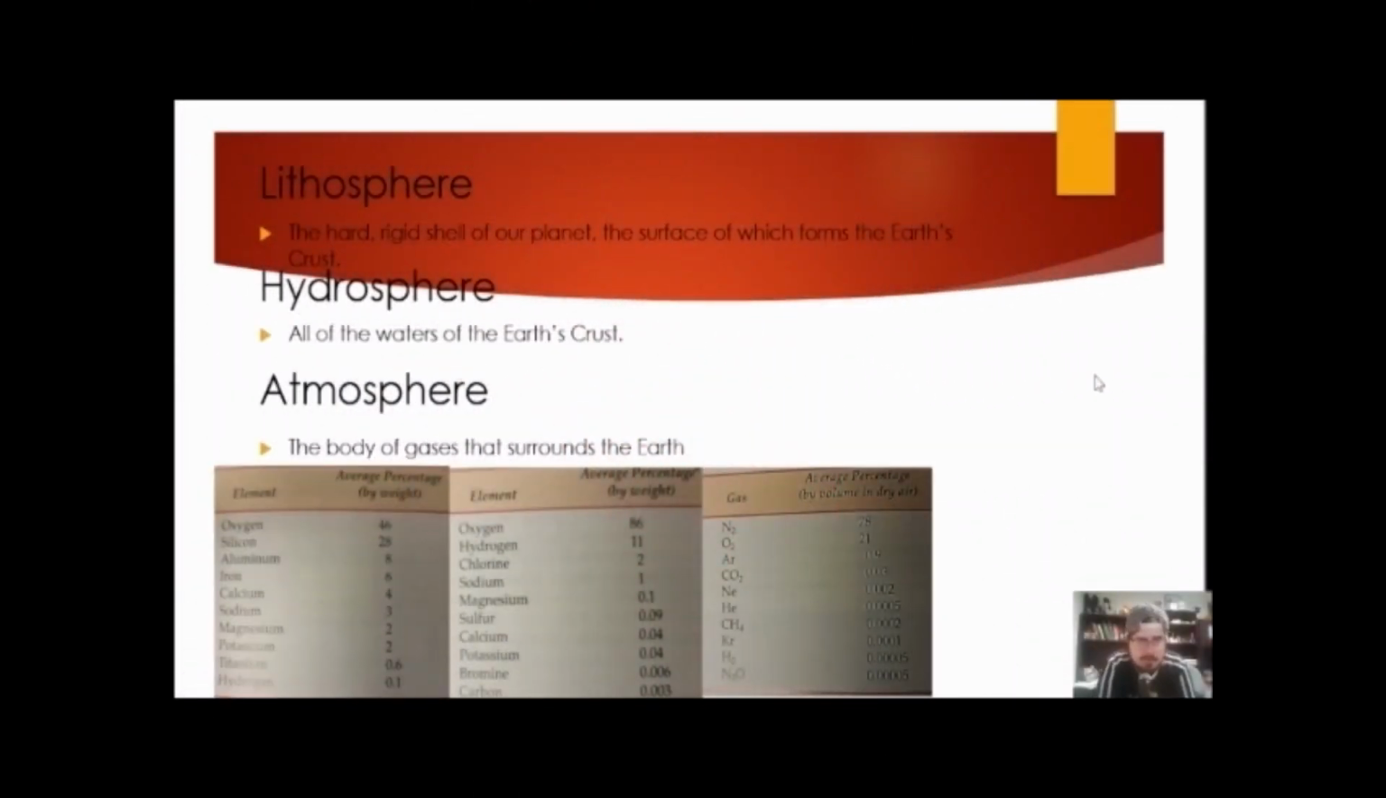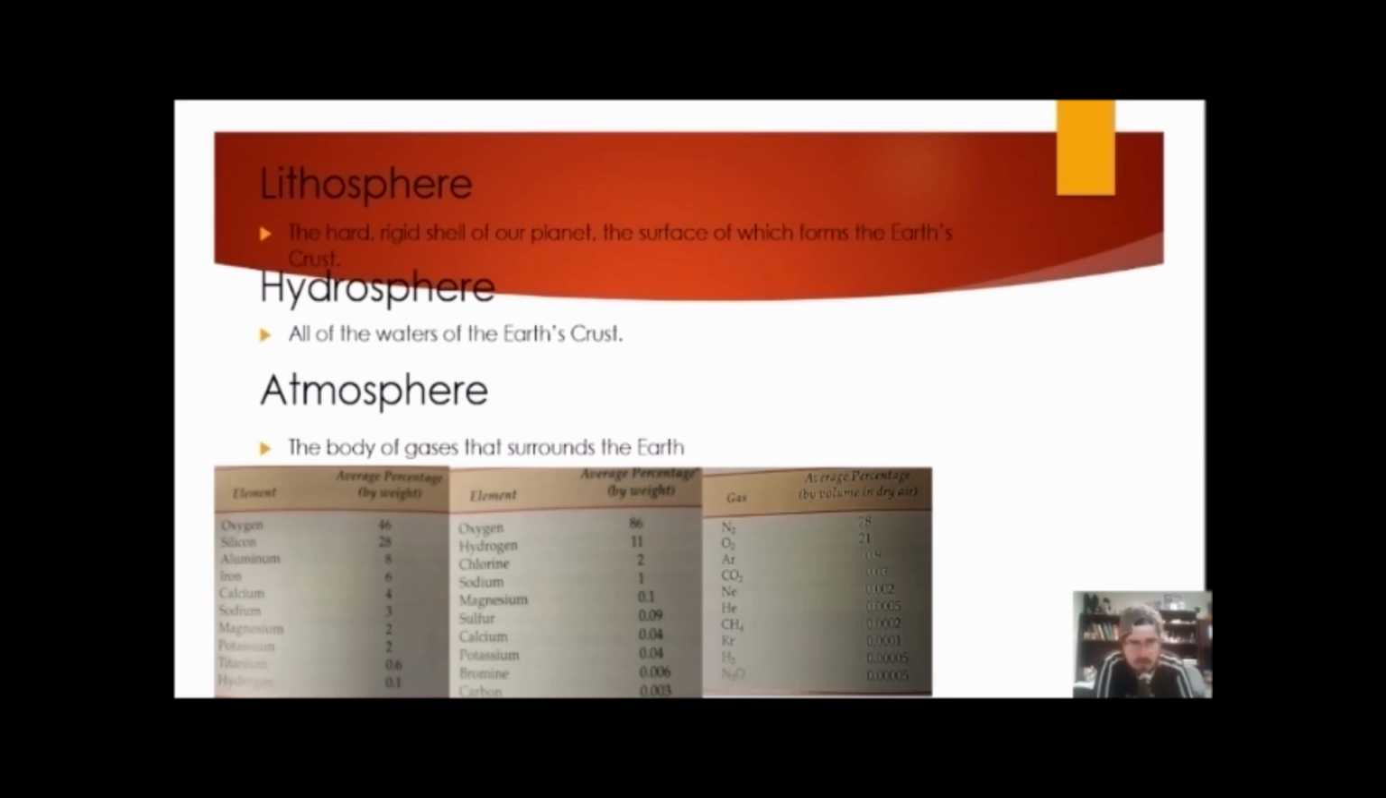Now, we'll start off by just talking about the parts of the Earth that we're going to specifically talk about. We're going to talk about the lithosphere, which is the hard, rigid shell of our planet, the surface of which forms Earth's crust, which is 60 miles thick in some places. We'll talk about the hydrosphere, all the waters contained within the Earth's crust, whether they be oceans, rivers, lakes, or groundwater buried within the Earth's crust, and our atmosphere, which is the body of gases that surround the Earth. All together, these will be combined to be our environment.